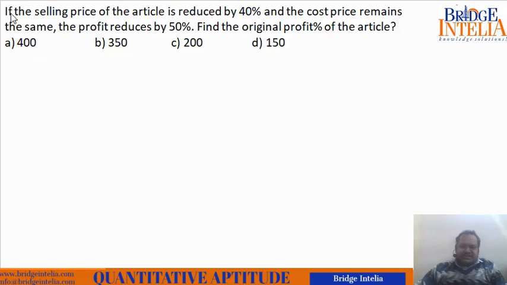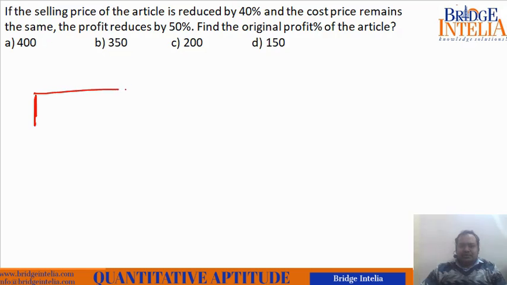Let's see what this question is trying to convey. If the selling price of the article is reduced by 40% and the cost price remains the same, the profit reduces by 50%. Find the original profit percentage of the article.